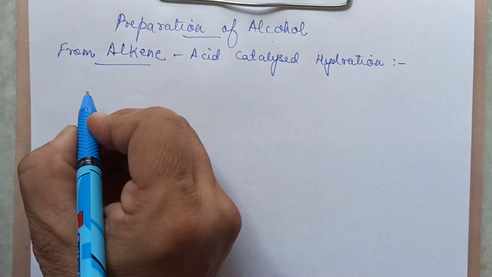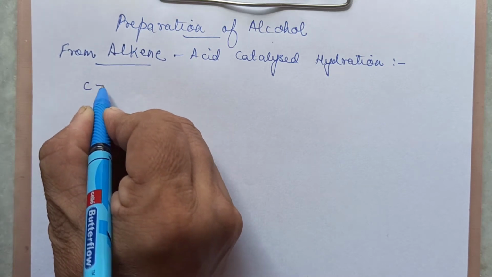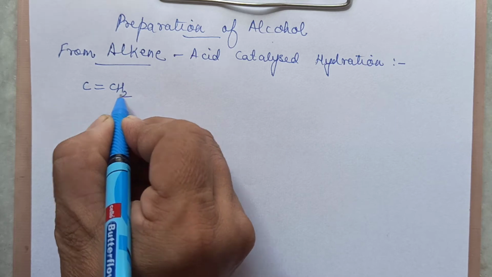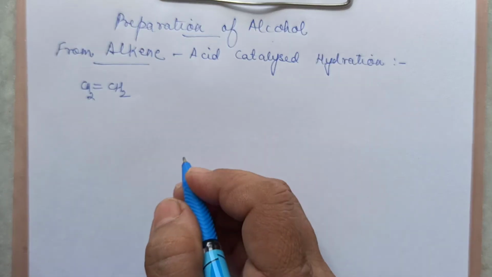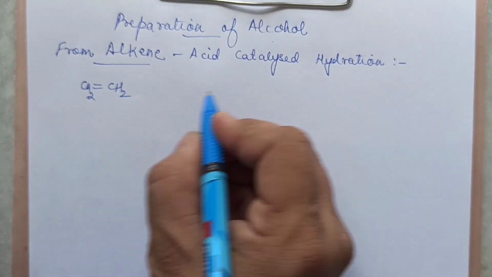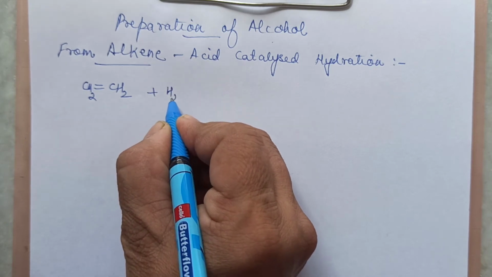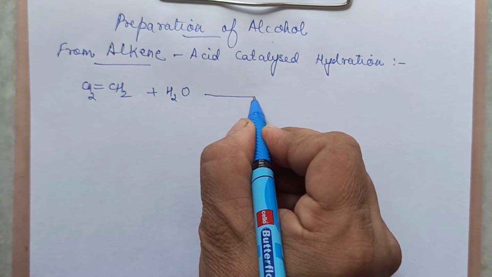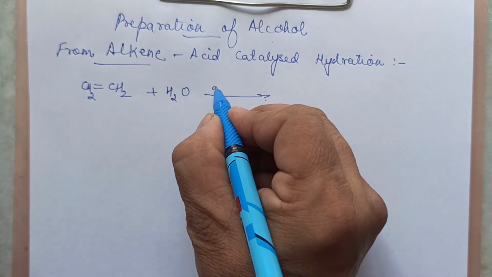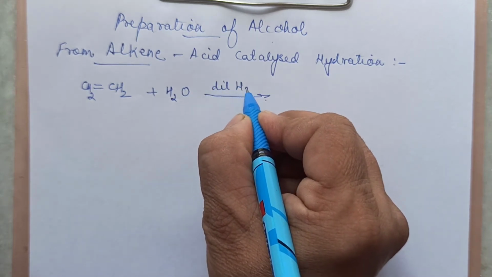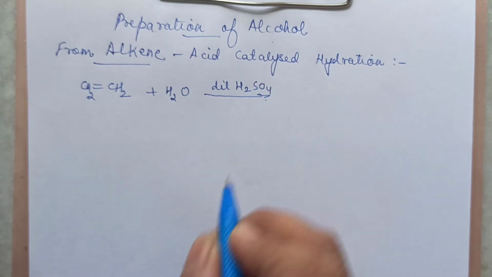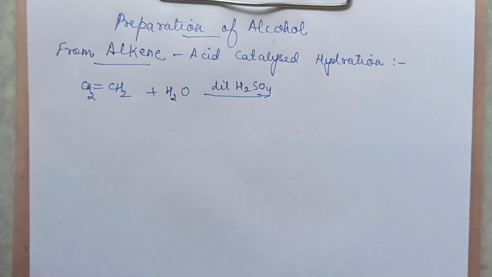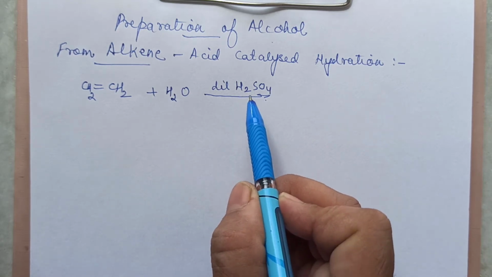So suppose I take the simple alkene, that is ethene, CH2 double bond CH2. So this is hydration. Hydration means with water, right? So when water is added, of course we will require dilute sulfuric acid, not concentrated sulfuric acid. Concentrated sulfuric acid has the property to dehydrate it. For hydration we always require dilute sulfuric acid. And what is the function of dilute sulfuric acid, we will also discuss.